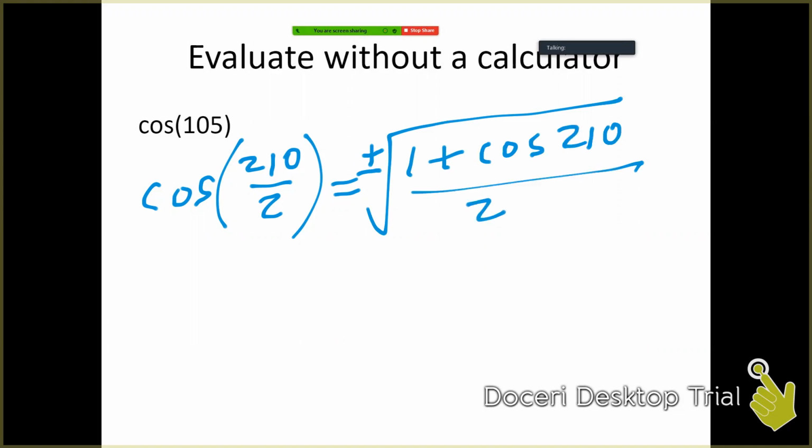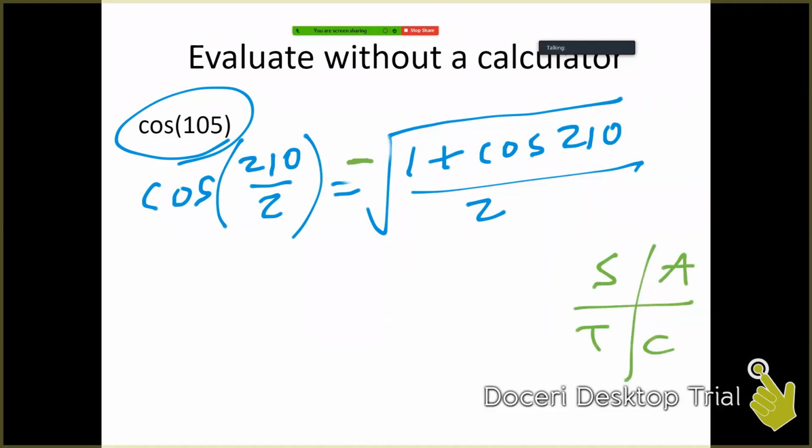All right, now since it's the cosine of 105, we know the angle specifically, so there's not too much thought that goes into it. We know that it's going to be negative, because it's the cosine of an angle in quadrant 2. And we know that the cosine of an angle in quadrant 2 is always going to be negative, because cosine is x over r, and x is negative, r is positive.